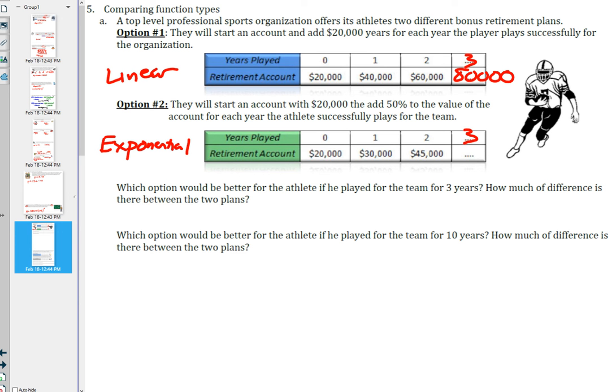Don't tell me. 67,500. And would you agree with that? Would somebody put 45,000 times 1.5? So which one's better after 3 years? No, after 3 years? No, option one, the linear one. Better. And how much of a difference is there? There's a difference of $12,500.